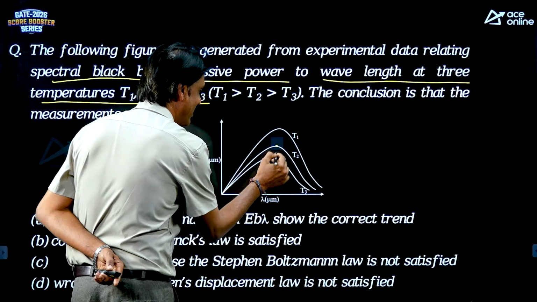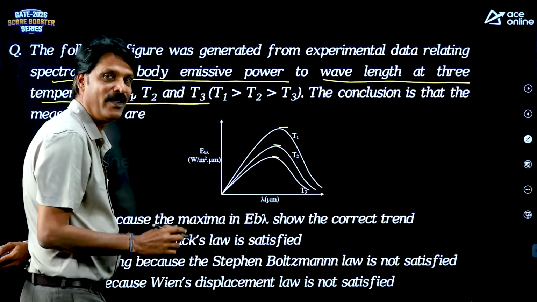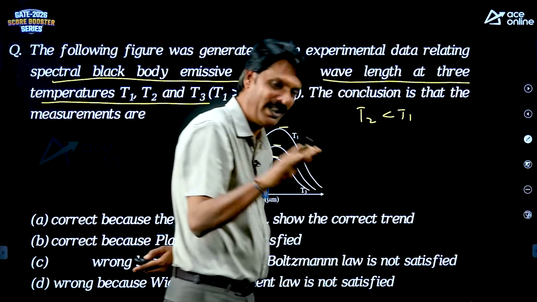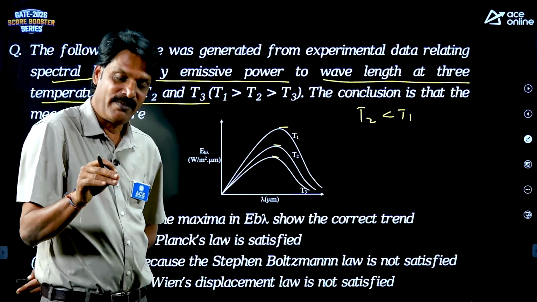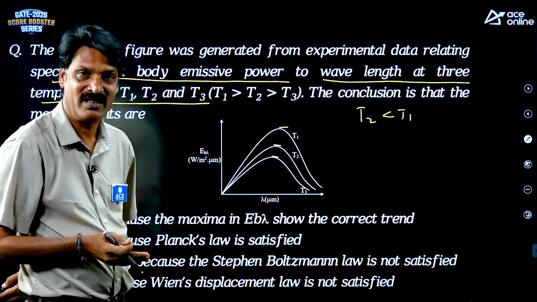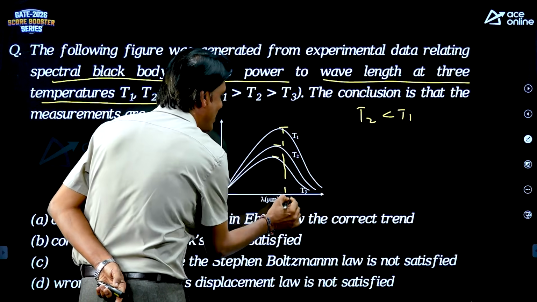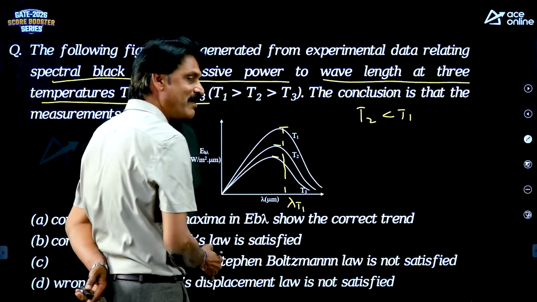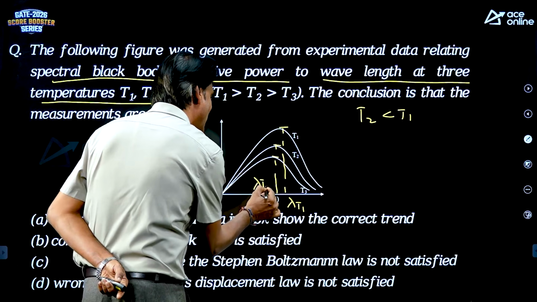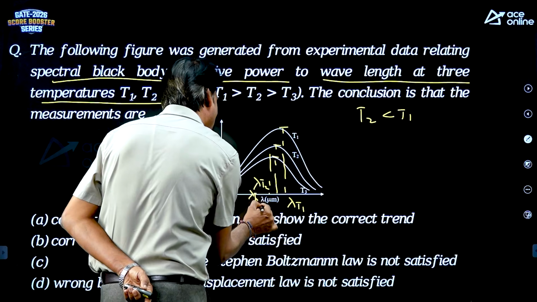this point. If you are looking at this, T2 is less than T1, so when temperature is decreased, the wavelength corresponding to the peak value should shift towards increasing wavelength. But here you are observing that it is moving the other way. Earlier this was lambda T1 maximum. Now you are observing that it is shifting towards lower wavelength, lambda T2, and then lambda T3. Wrong.